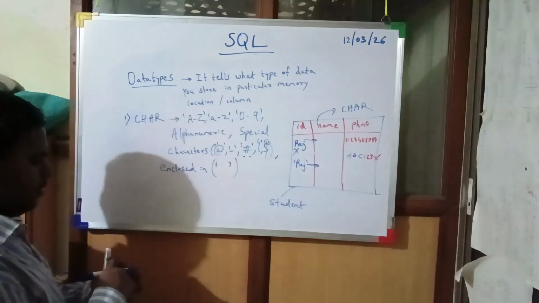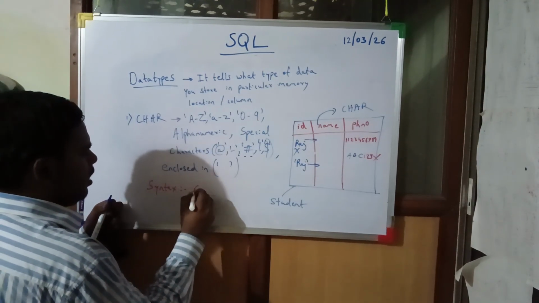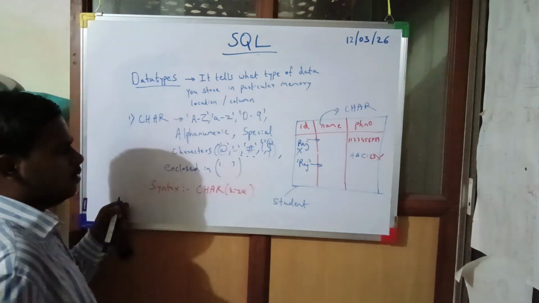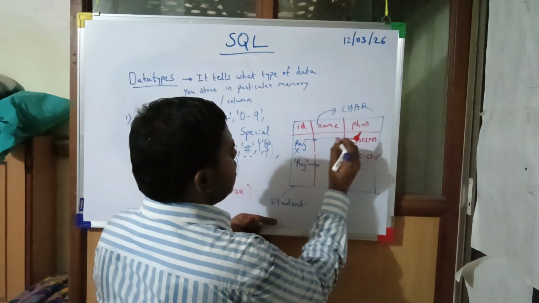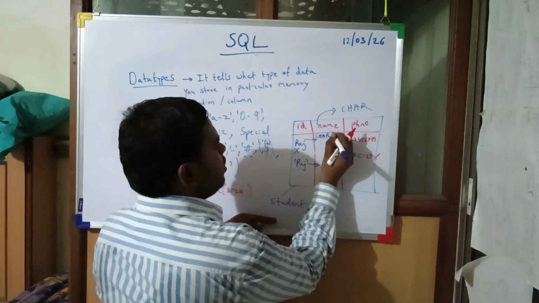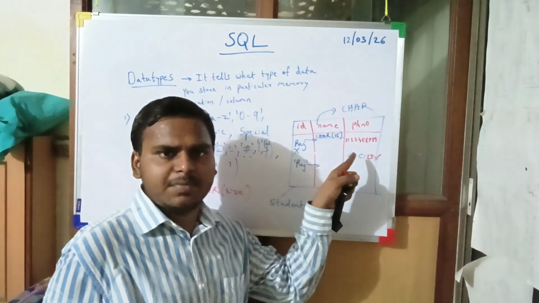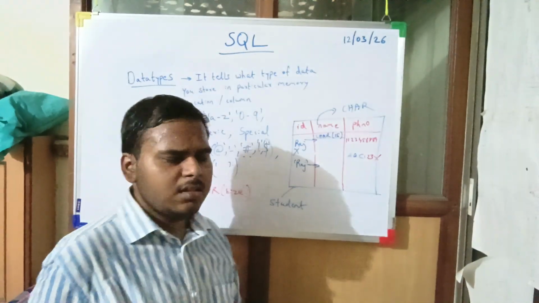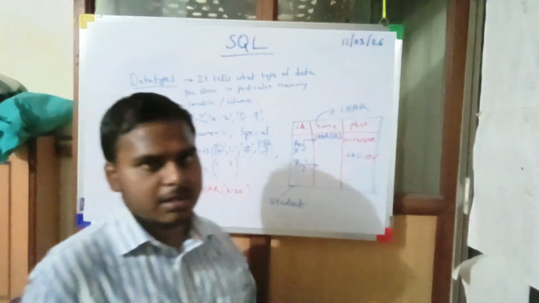So syntax is char. You have to mention the size. Okay, for example, in the name column you have to first mention char, let's say 15. If you mention 15, it means a maximum of 15 characters can be accepted. Now here Raj is 3 characters, which is less than or equal to 15, so it will be accepted. If I enter a name which is more than 15 characters, it will throw an error.